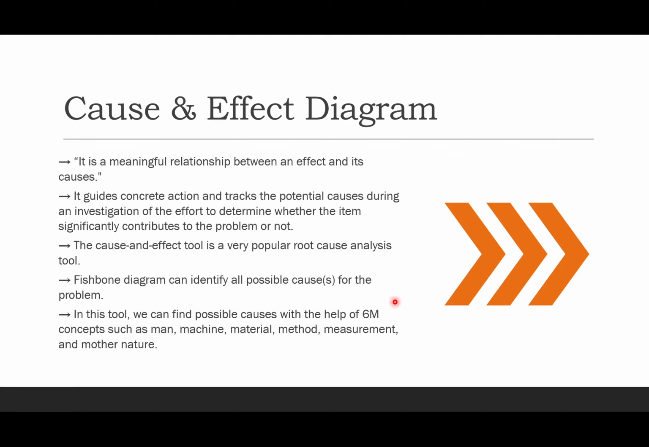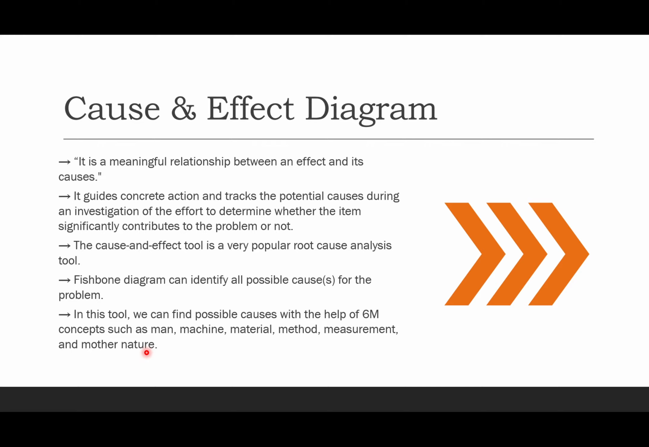This tool works on a 6M principle. 6M is basically man, machine, material, method, measurement and mother nature. So these are the 6 M's, the basic principle of this tool. Whatever problem statement we have, we categorize the causes between these 6 attributes, and with that we will be able to know the relationship between each of the causes and the problem statement.